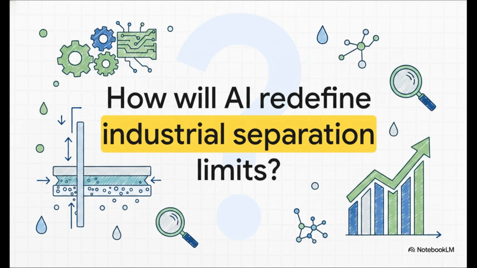So think about this. With digital intelligence instantly optimizing every single micro adjustment in pressure and flow rate based on this math, how will AI redefine the ultimate limits of industrial separation? Will we push reverse osmosis beyond what we currently even consider mathematically optimal? It's wild to think about.